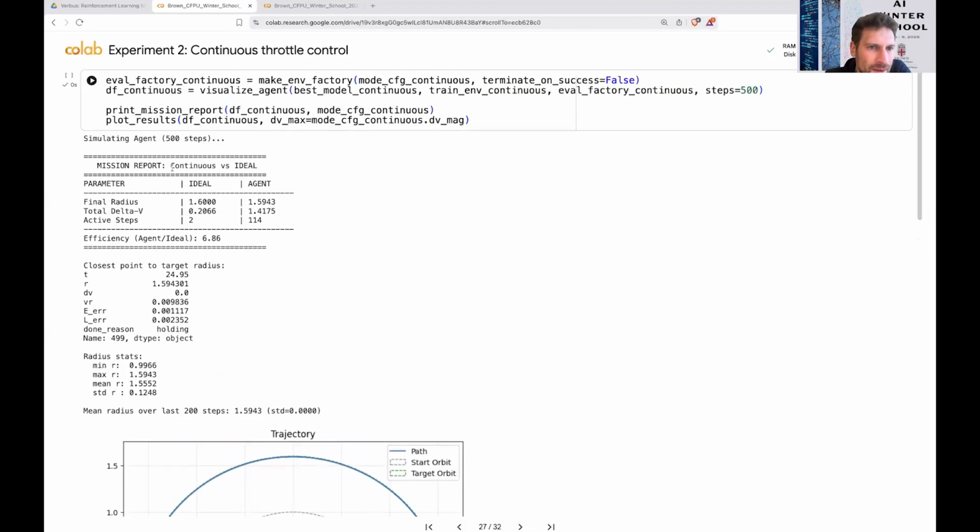So here's another case of continuous versus ideal. Again, we have the ideal from the analytic Hohmann transfer. We compare what the agent results were. Again, the good news is we got the final radius. That's actually not a small achievement, because it's quite sensitively dependent on the reward structure you choose. And here we were actually a little bit less efficient, at least in this particular case, but it's still within a factor of 6 or 7 of what the ideal was.